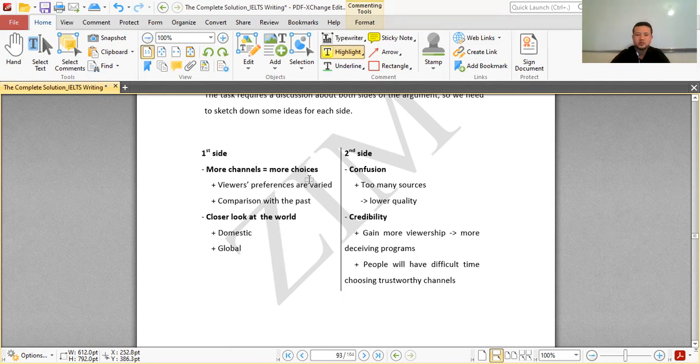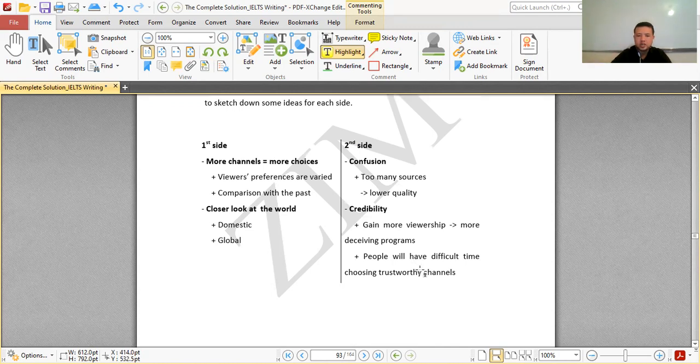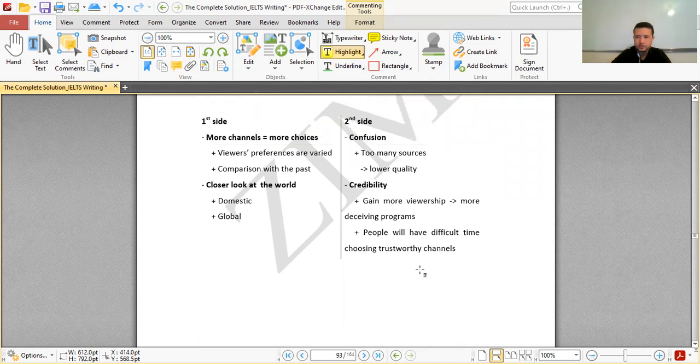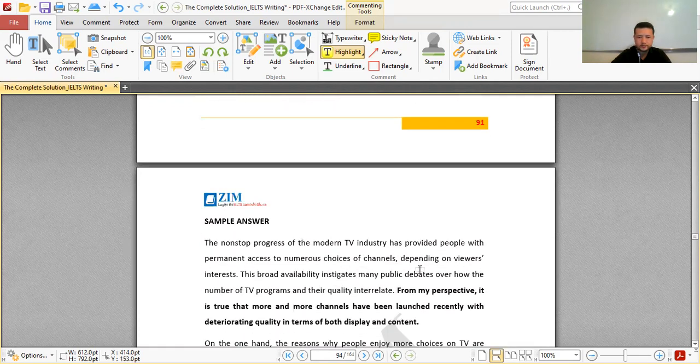And the next one, you have to discuss and make a plan about the second argument. For example, having lots of channels creates confusion. Why? Because of lots of sources and lower quality. The next one is credibility. It means that people will have a difficult time choosing trustworthy channels. It is the second argument. Here I made a plan, guys, some ideas generated about two sides of the argument.